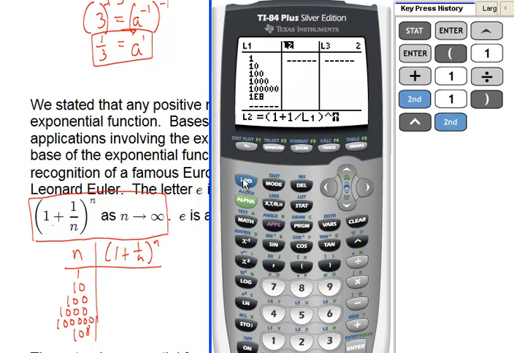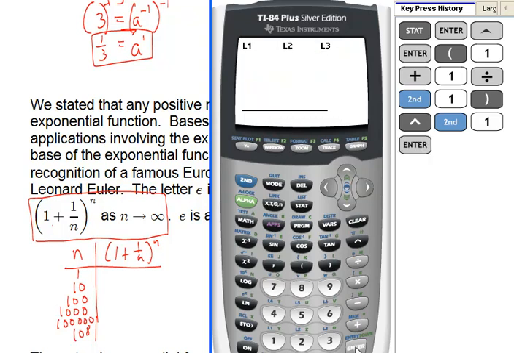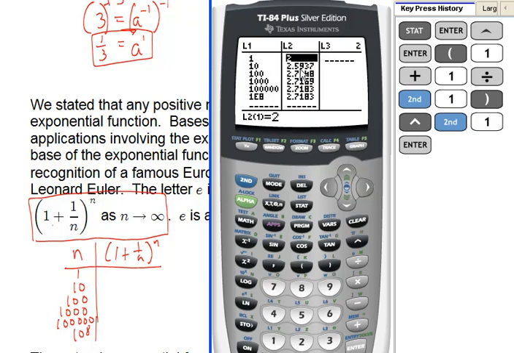So I'm going to do second 1, and so this looks like exactly the same formula that we want over here, but instead of using n, I'm using L1, since that's where my n values are stored. Hit enter, and in this list over here are all these y values. So we have 2, 2.5937, and so on.